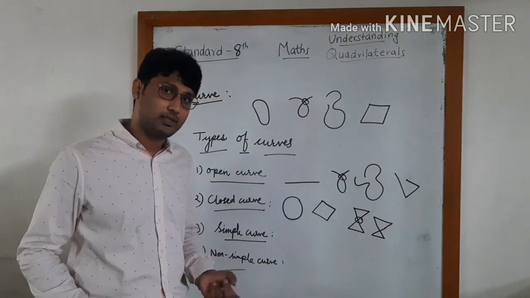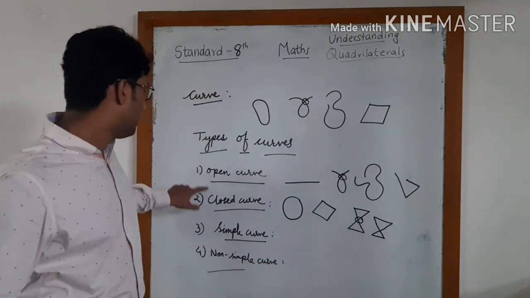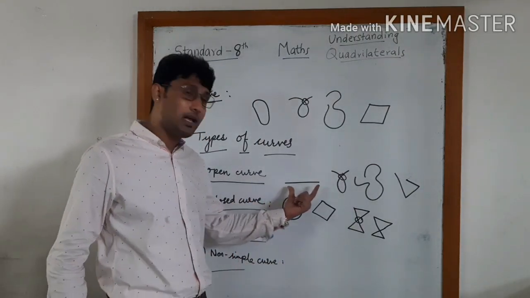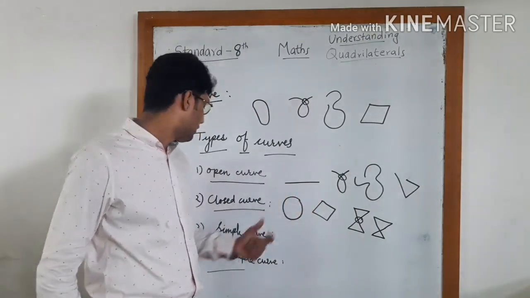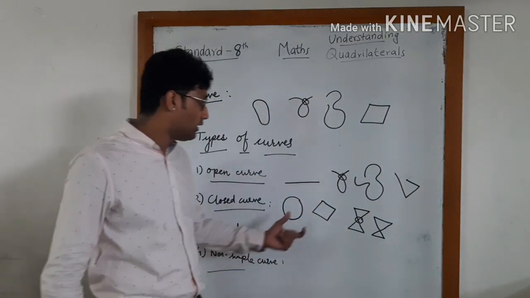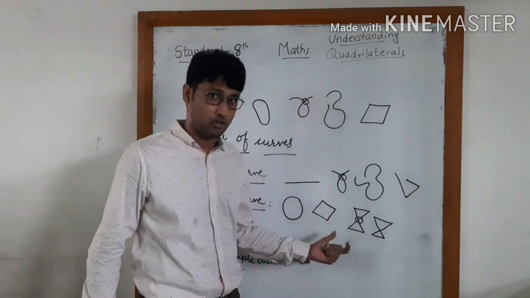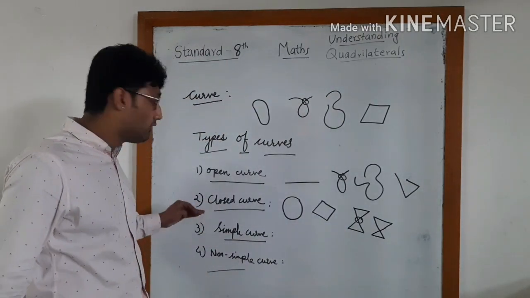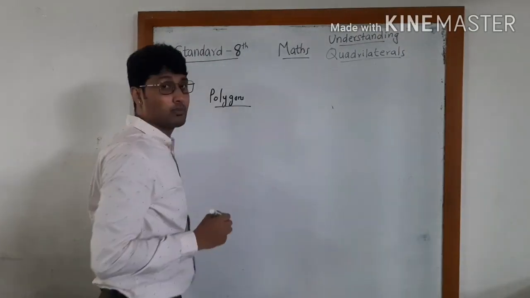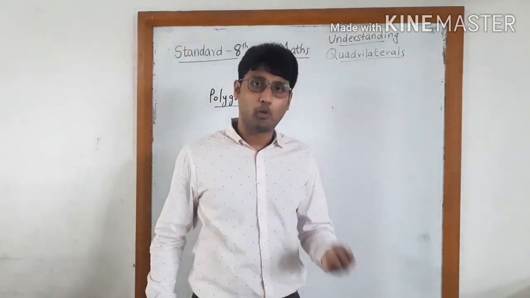So a curve can be classified in two ways: open and closed, based on whether it has endpoints or not, and simple and non-simple, based on whether the sides cross or not. These are two different ways in which you can classify curves. Next we move on to polygons.